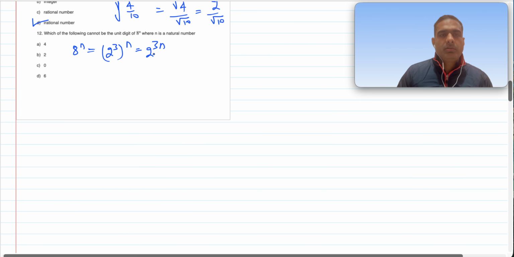Now I don't know what will be the unit digit of 2 to the power 3n, but we know that for 0 to be the unit digit, there should be at least one pair of 2 and 5. But in the prime factorization of 8 to the power n, that is 2 to the power 3n, there is no 5. So 0 cannot be the unit digit of 8 to the power n. So our answer will be C.